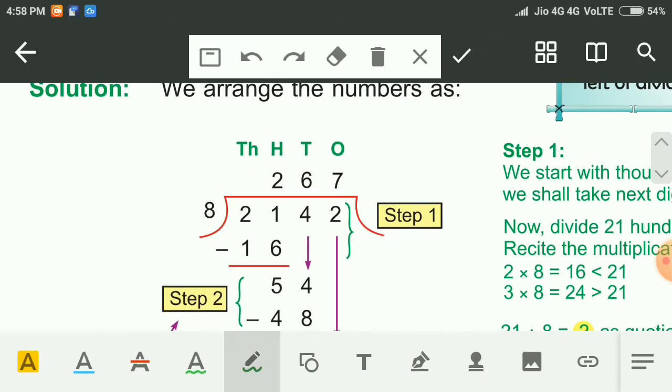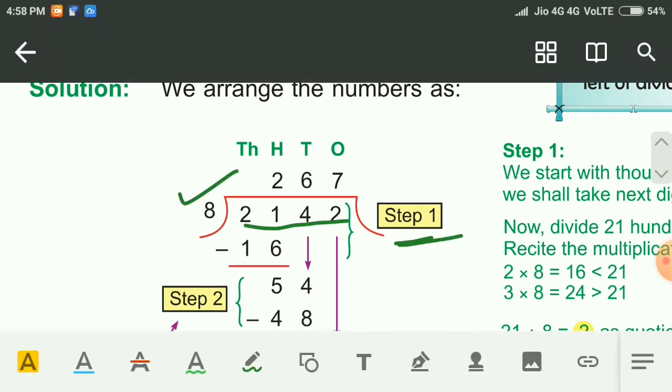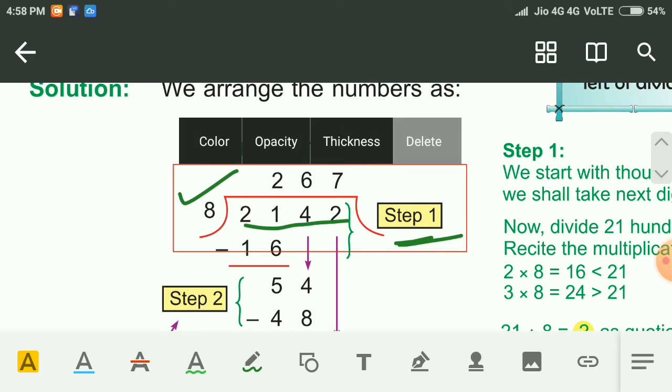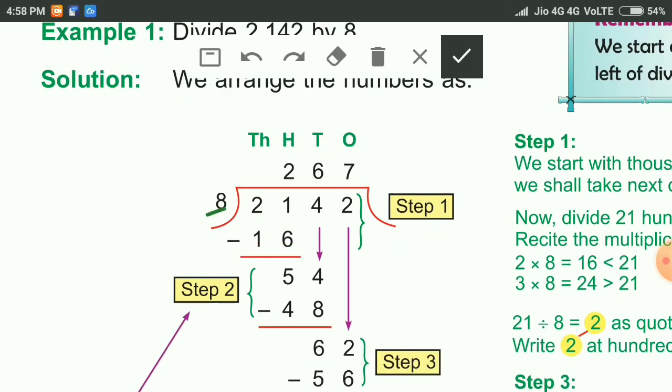We arrange the number as, we write here 2142 and we have to divide it by 8. The first step. What will you do in the first step? You will write like this: 8, 2 16. You will write 16 and then you will minus. 21 minus 16 is equal to 5. You will write this 4 here and then 8 6 48.